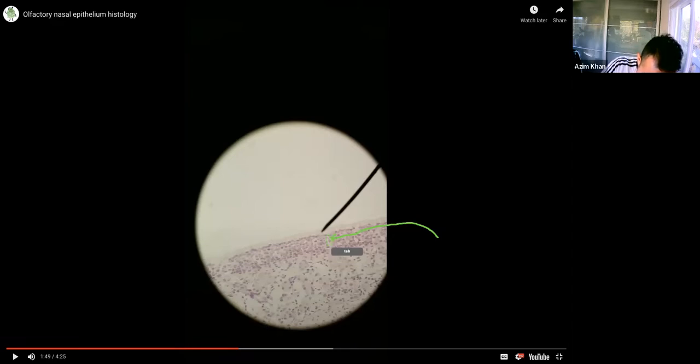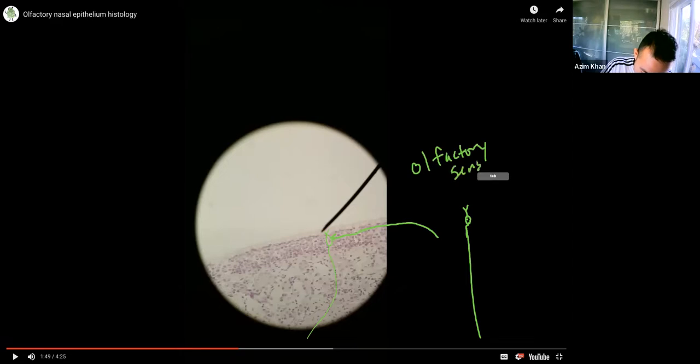If you can imagine, its dendrites will stick out this way and its axon is going to come out this way. Let me redraw off to the side. Dendrites, longish cell body, then axon would come out. That is an olfactory sensory neuron. Olfactory sensory neurons are free nerve endings, and they're bipolar.